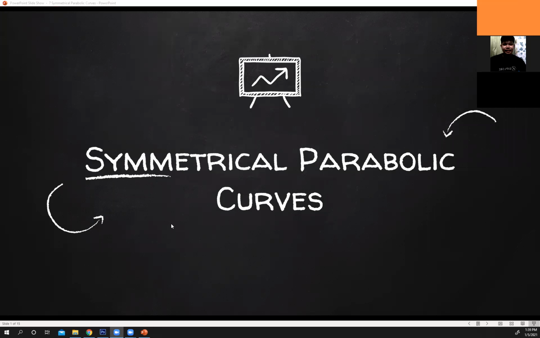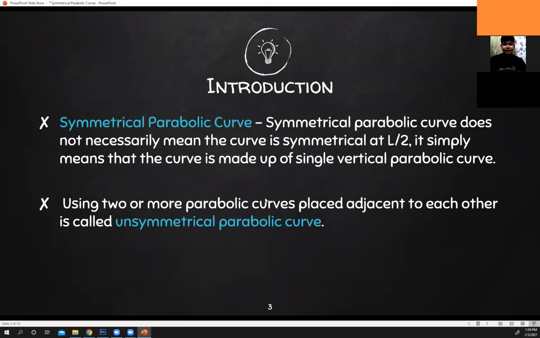Okay, begin. Symmetrical parabolic curves. So what is that? A symmetrical parabolic curve does not necessarily mean the curve is symmetrical at L over 2. It simply means that the curve is made up of a single vertical parabolic curve, while using two or more parabolic curves placed adjacent to each other is called an unsymmetrical parabolic curve. So even though it's named that way, it's not necessarily symmetrical. It just means it's a single vertical parabolic curve, or sometimes horizontal.